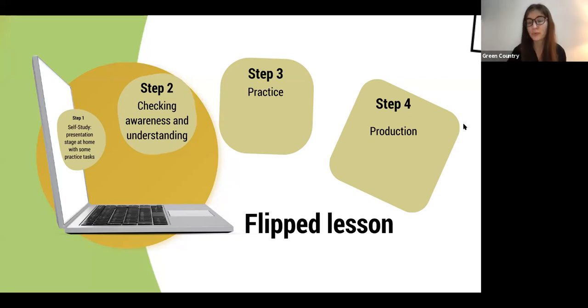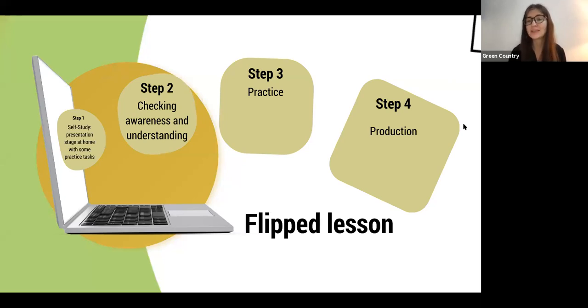Step number 3, practice itself. We would give some controlled practice. As I mentioned, it's choose the correct option, fill in the gaps, and so on, and then less controlled practice. Less controlled practice is correct the mistakes, unscramble the sentence, rewrite the sentence, make questions from positive sentences, and so on. So it's something that is a bit more difficult than controlled practice.